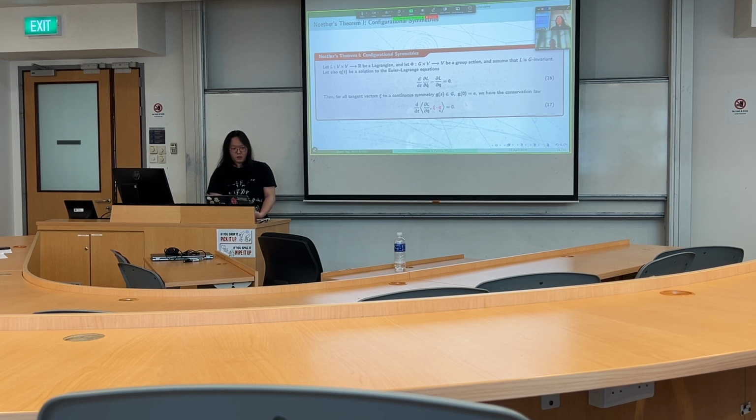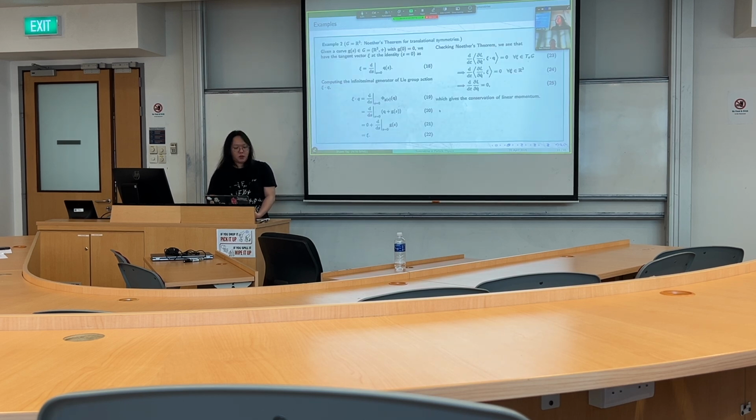where the infinitesimal generator of a Lie group action for each configuration variable assigns a vector to each configuration variable, for each Q. So by simply computing, first of all, the tangent vector at the identity, and then computing the infinitesimal generator of a Lie group action, we can plug it into Noether's theorem and derive, in this case, conservation of linear momentum.